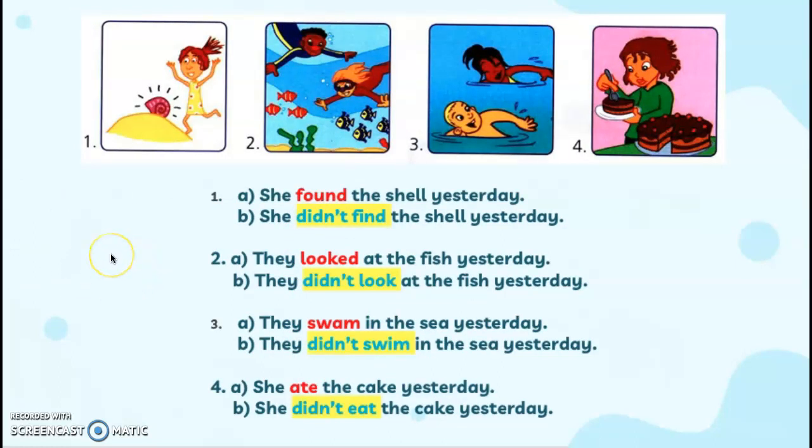Okay, now I want to change it into negative sentence. Just now was positive sentence whereby they do the action. So we call them positive sentence. If they don't do the action, it is called negative sentence. Now let's just look at the example given here. So she found the shell yesterday. See, this picture shows that she found the shell yesterday. So what if I want to say that she didn't find the shell?